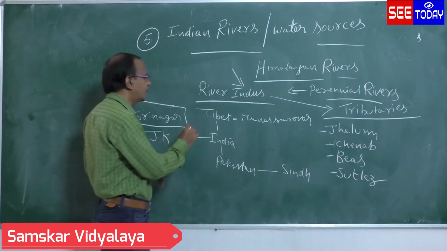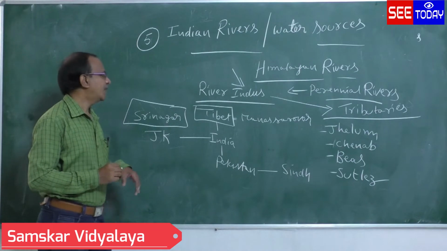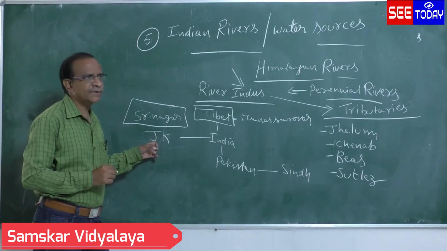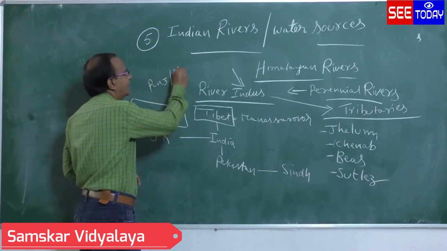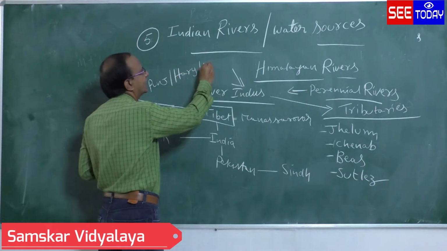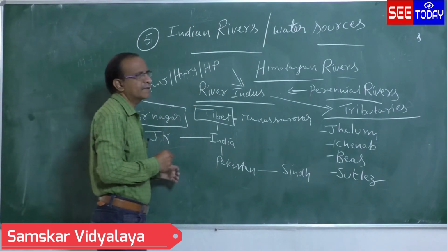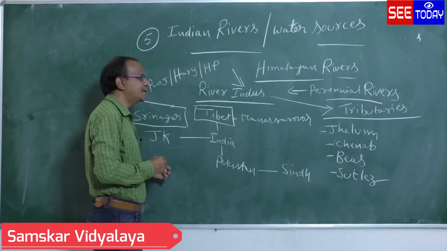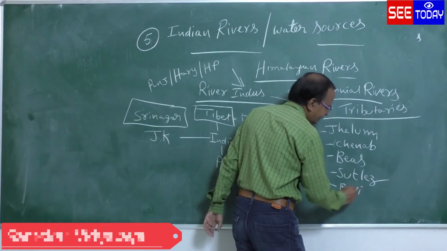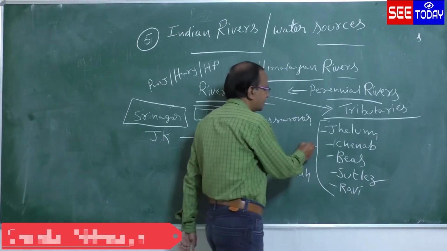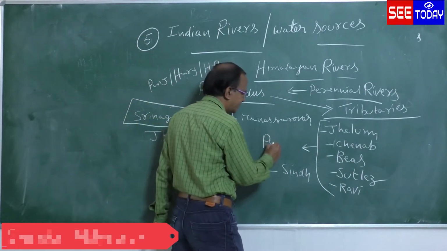The river Indus itself flows in Tibet; only its tributaries are in India. Along with Jammu Kashmir, the river system flows in other states: Punjab, Haryana, and Himachal Pradesh. Especially the Jhelum, Chenab, Beas, Sutlej, and even the Ravi, these five tributaries of the Indus, we find in Punjab.